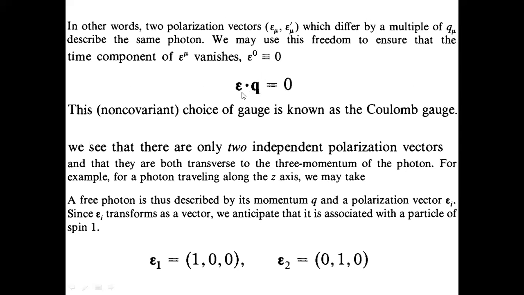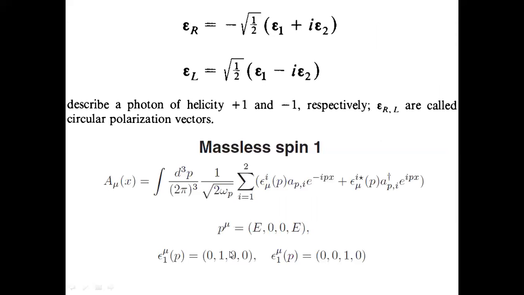Once this is 0, we see that epsilon is perpendicular to the q vector, the momentum of the field. So if we choose the momentum of the field in the z direction, then we can choose epsilon in two ways: one in the x direction, the other in the y direction. There are other two ways in which we can take a linear combination of these two, epsilon 1 and epsilon 2, to form epsilon R or epsilon L, which are called the right circular polarizations and the left circular polarizations. And using these polarization fields, we can expand A mu in a much more general way like this.